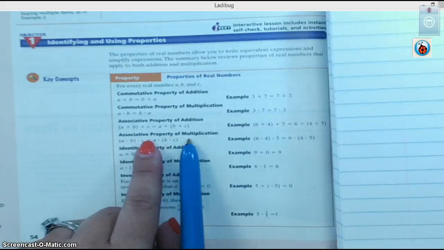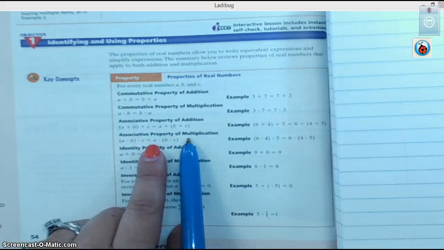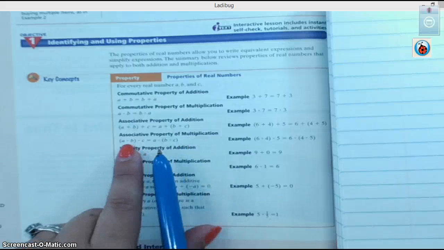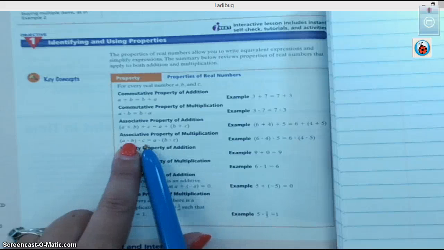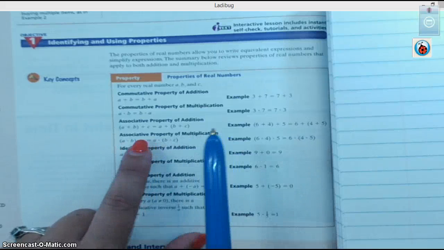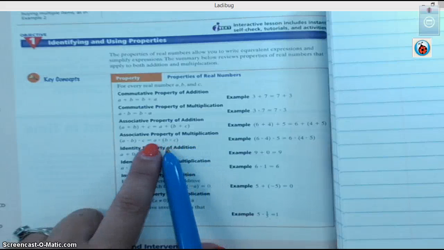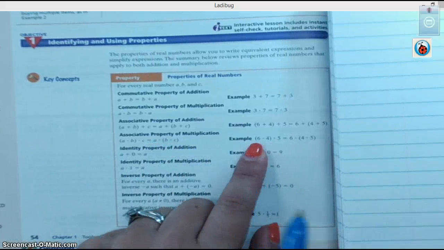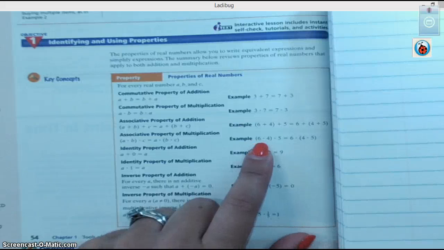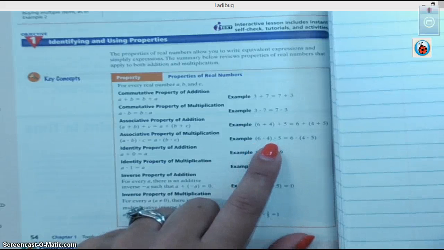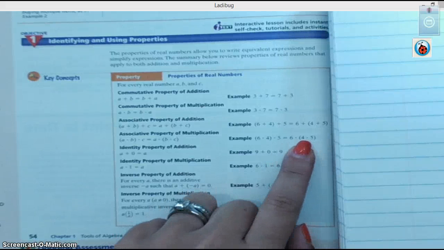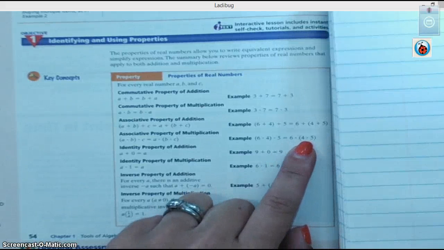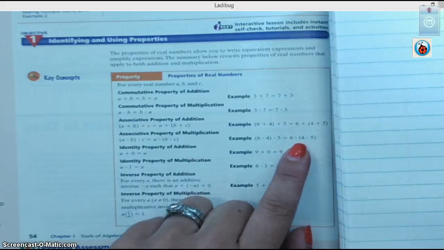The associative property of multiplication is the same thing, except that instead of addition, it's multiplication. So if we're multiplying A times B times C, and first we multiply A times B, and then multiply times C, we get the same thing as first multiplying B times C, and then times A. So if we're using numbers, 6 times 4 is 24, and times 5 is 24 times 5, it's 120. If we multiply 6 times 4 times 5, and we multiply 4 times 5 first, which is 20, and 20 times 6 is also 120.